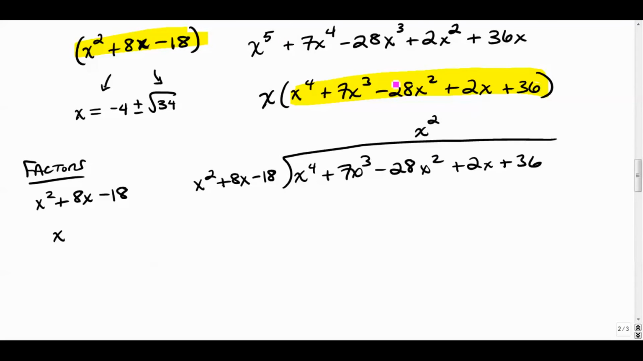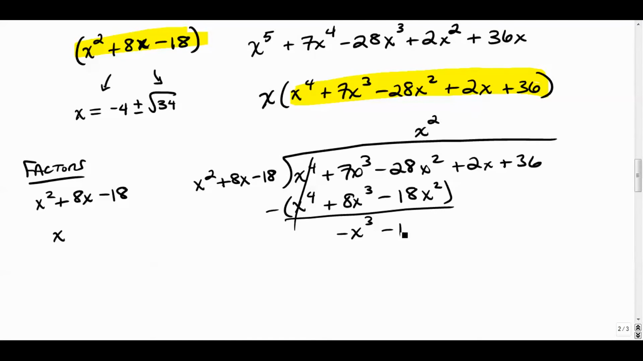And now I need to multiply back down, multiply this times all three of these things, just like we did back in, I guess, 4th grade when we learned long division, or whenever that was, maybe 3rd, I don't know. So x to the fourth plus 8x cubed minus 18x squared. Subtract, put it in parentheses, these cancel out. 7x cubed minus 8x cubed is negative x cubed. Negative 28x squared minus a negative 18, that's negative 10x squared. Bring this down.